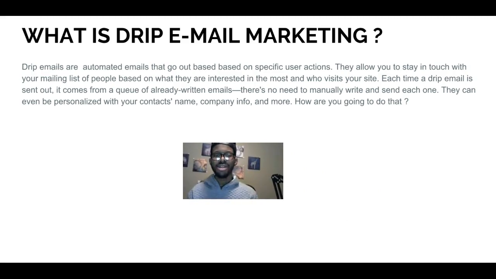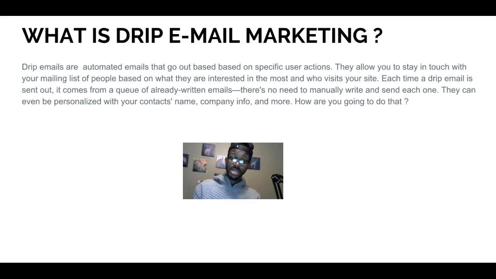Drip emails are automated emails that go out based on specific user actions. They allow you to stay in touch with your mailing list of people based on what they are interested in the most and who visits your site. Each time a drip email is sent out, it comes from a queue of already written emails. There's no need to manually write and send each one. They can even be personalized with your contact's name, company info, and more.